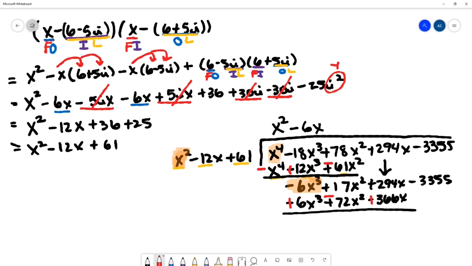Negative 6x cubed plus 6x cubed cancel each other out. And then we have 17 minus 72. We get a negative 55x squared. And we have 294 plus 366. That's 660x. And we'll bring down our next term.